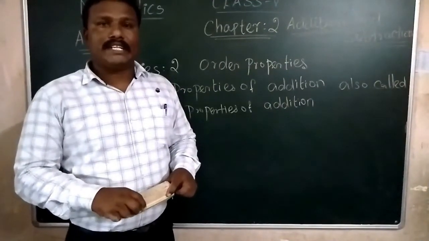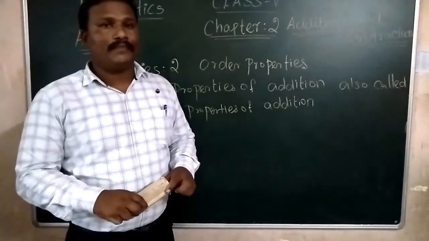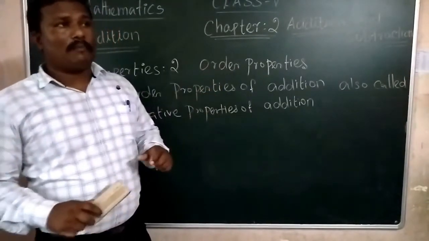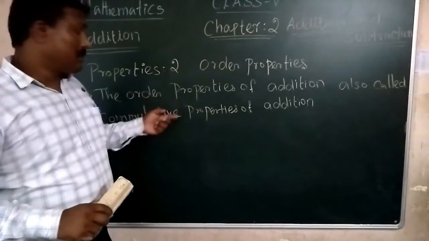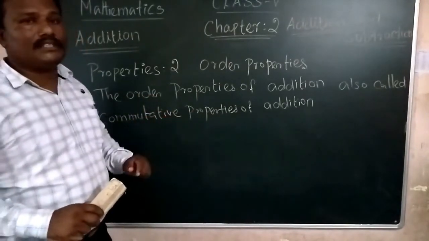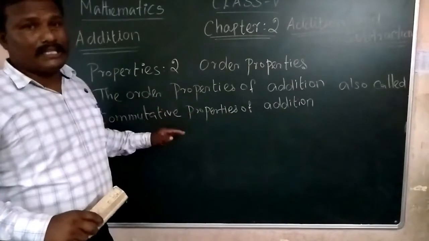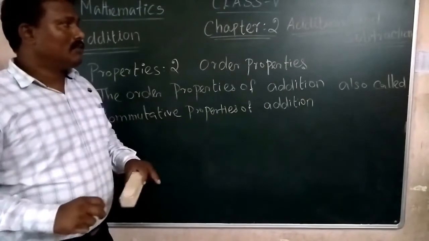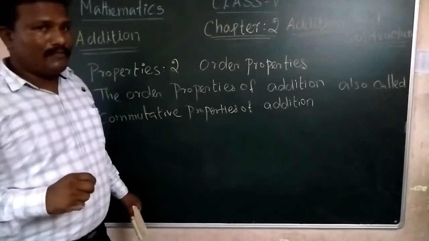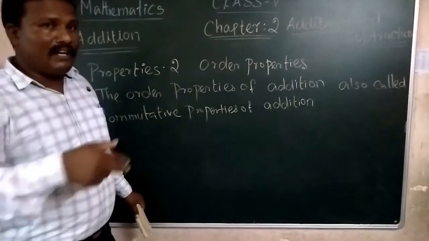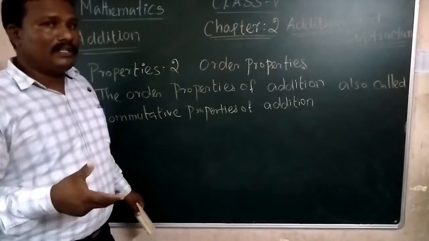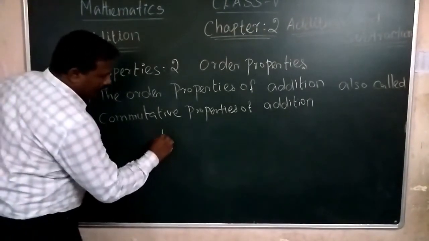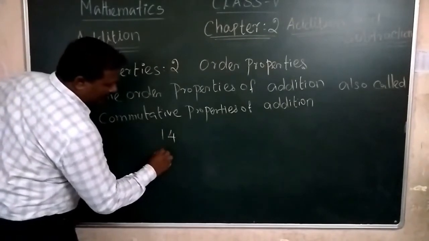Now let me discuss the second property of addition, the order property. The order property we also call the commutative property of addition. What does the order property say in this addition sum? When you add numbers in any order, if you change the order, the sum does not change. Example, now I am going to add 14 and 32.